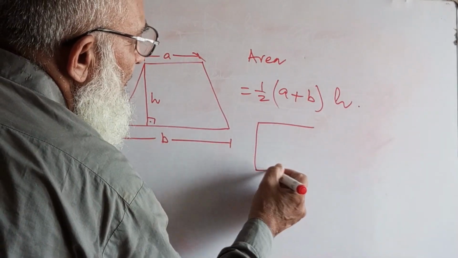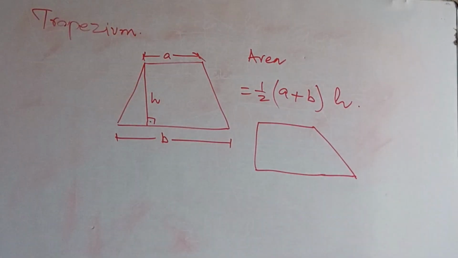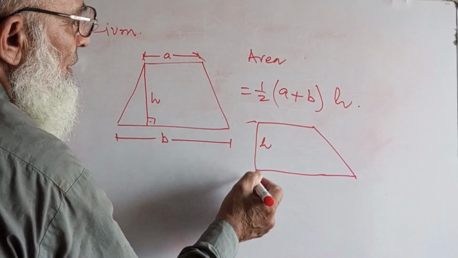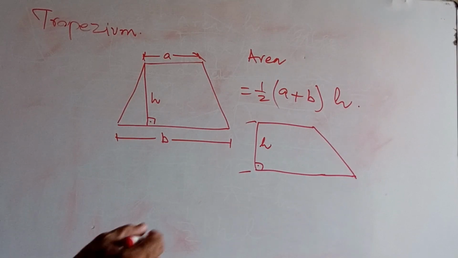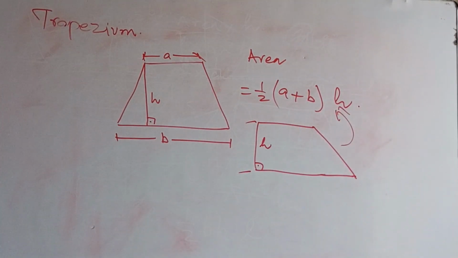There is another type of trapezium. You see that two lines are parallel, but two are converging. But luckily we have one side which is at 90 degrees. So the formula will remain the same.